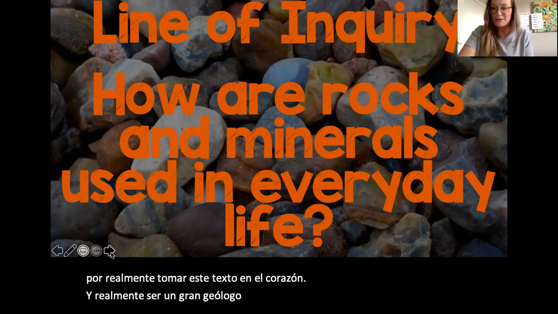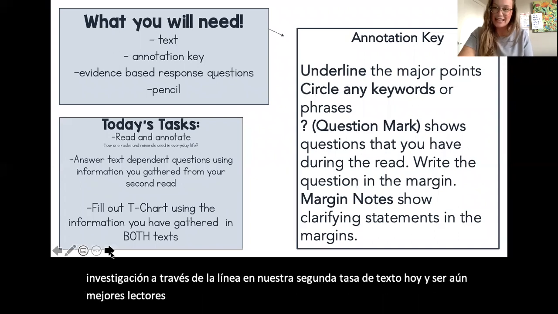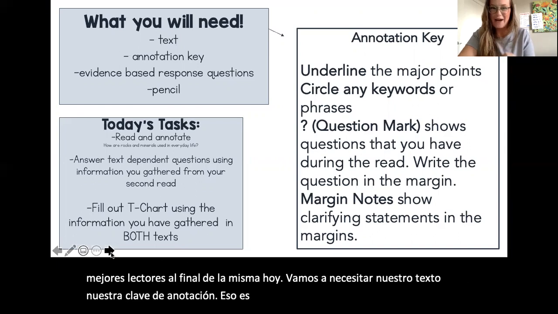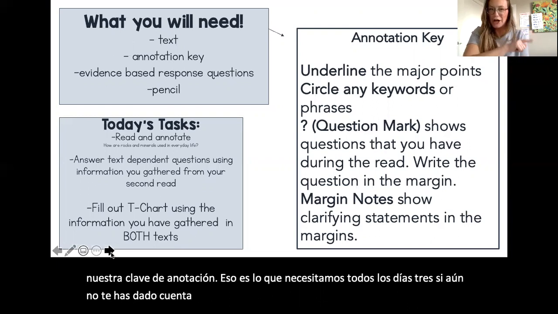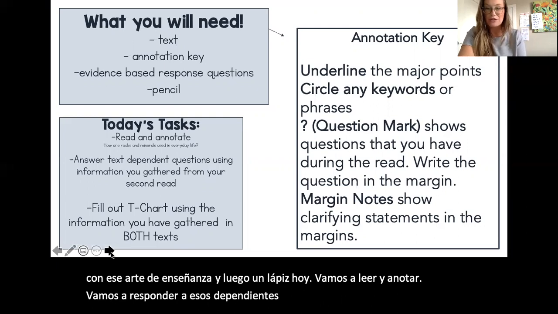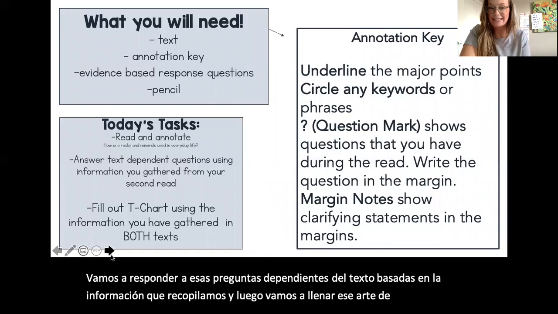Let's continue using this inquiry through line in our second read of the text today and be even better readers by the end of it. Today we're going to need our text, our annotation key, because that's what we need every day 3 if you haven't caught on yet, our evidence-based response questions with that T-chart, and then a pencil. Today we're going to read and annotate. We're going to answer those text-dependent questions based on the information we gathered, and then we're going to fill out that T-chart using both texts.